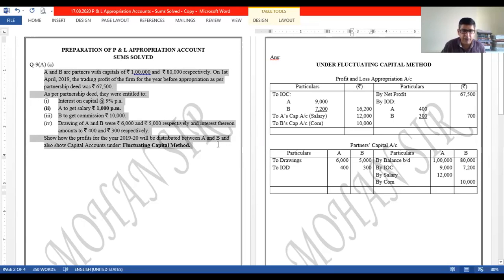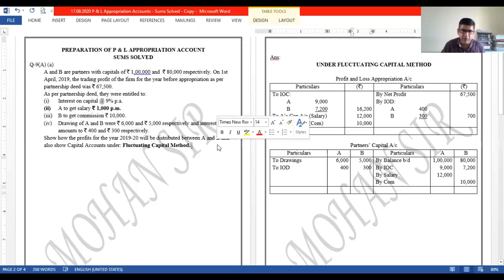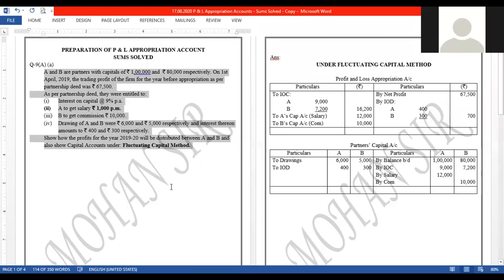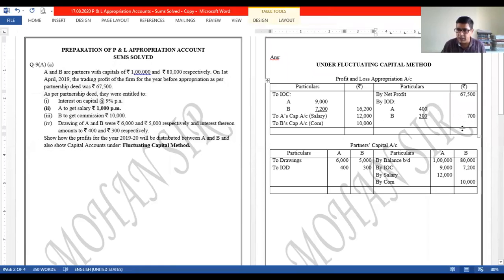Show how the profits of 1920 will be distributed between A and B. Can you tell me, if the P&L ratio is not given in the sum, in which ratio the partners will be sharing the profits or losses? Equal. Equal ratio is absolutely the right answer. Let us complete this P&L appropriation account. Close this. Get the total, please. 67,500 plus 700 is 68,200. Okay, I shall copy this over here.